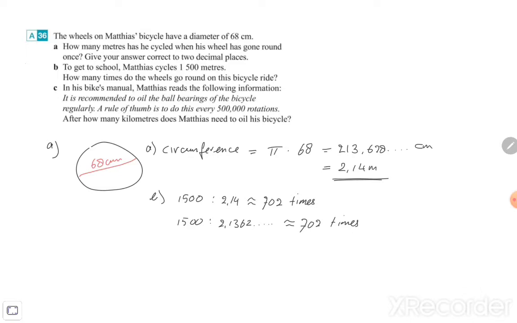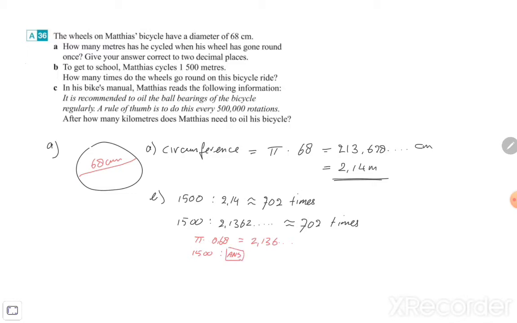Again, how can you put this one in your calculator? First, you need to do pi times 68, and if we just divide immediately, I'm just going to erase this part. So pi times 68, or better, pi times 0.68, because then it's meters, then you get 2.136 etc. on your screen. Then you do 1500 and divide by the ANS button.